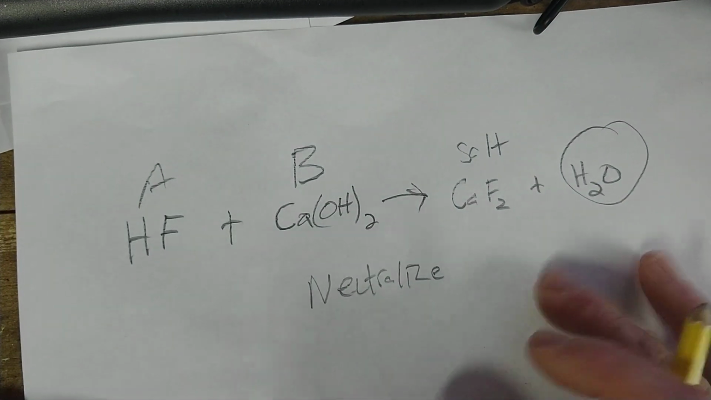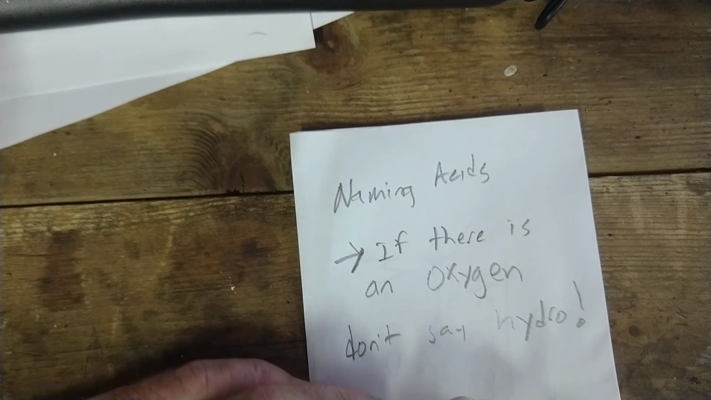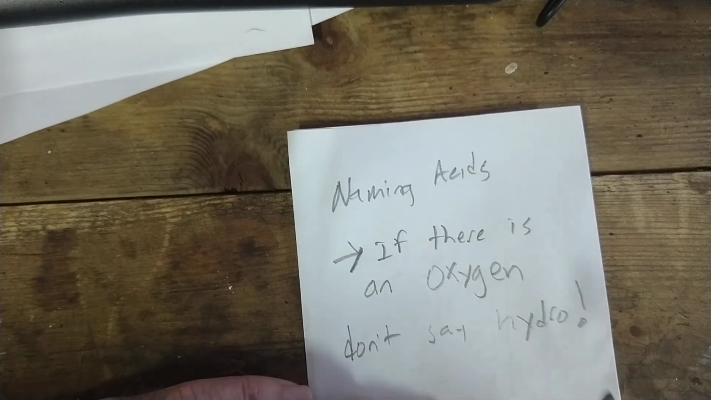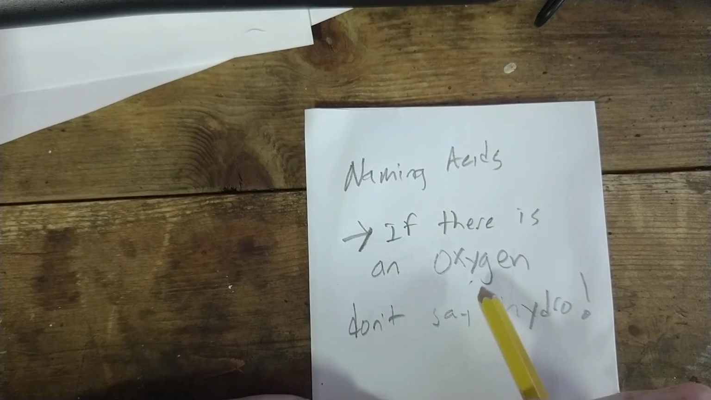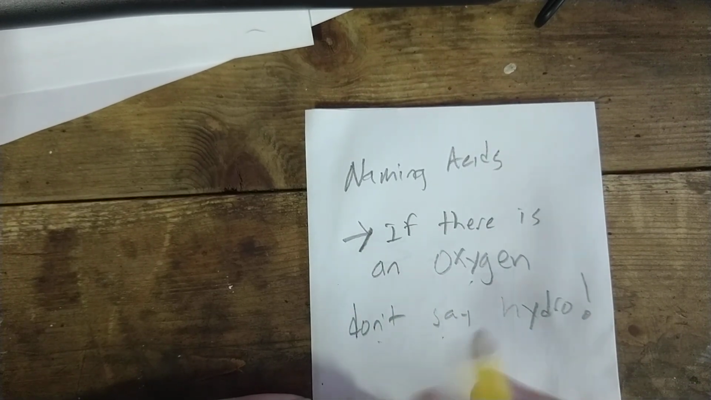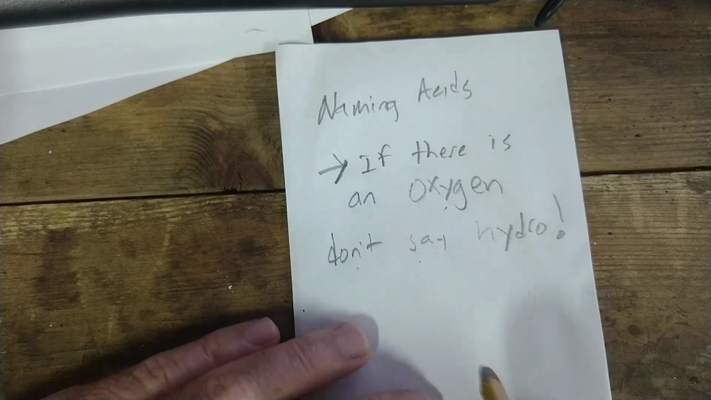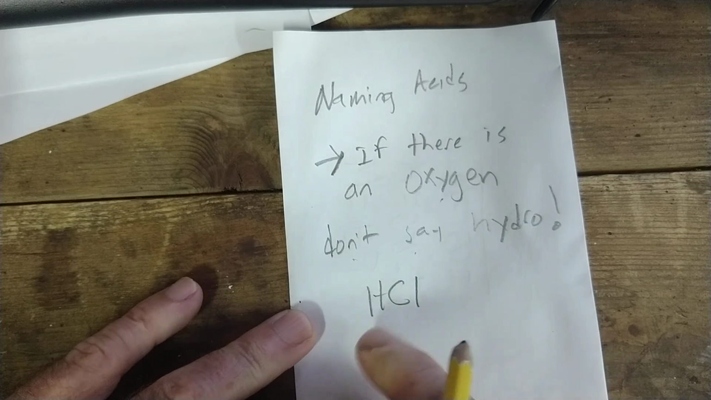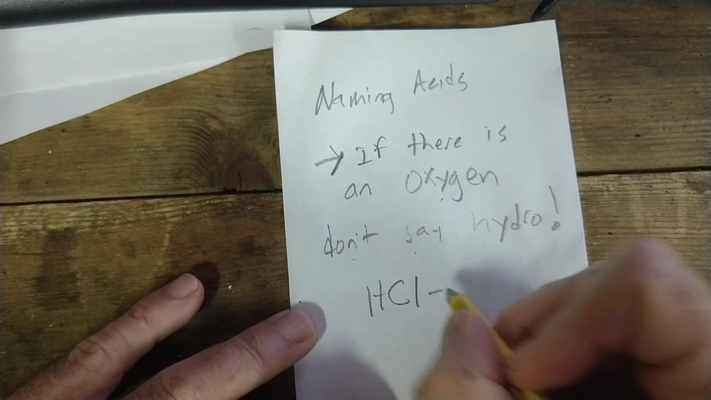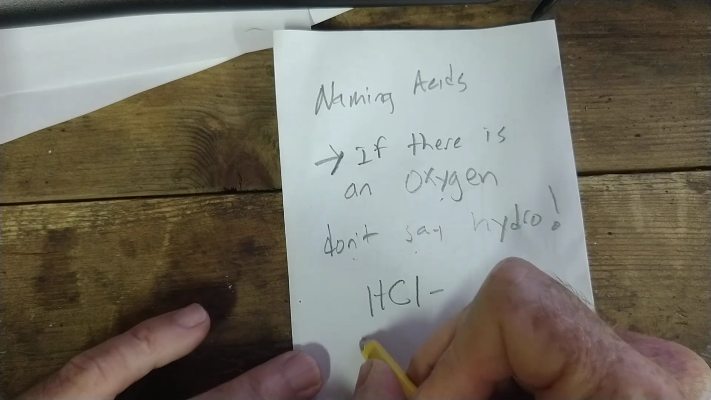That's what neutralizing is. All right, I've got one more thing I want to show you here. Now, the rules for naming acids are really, really simple. If there is an oxygen in the formula, don't say hydro. That's it. If there's not an oxygen, say hydro. I'll do a couple and then I'll ask you a couple. HCl. See, there's no oxygen in there, so you say hydro. Hydrochloric acid.